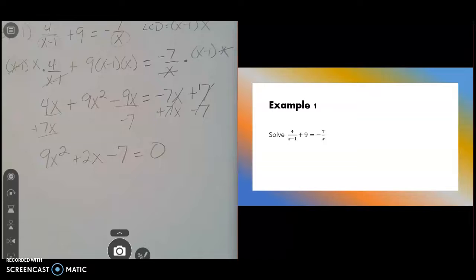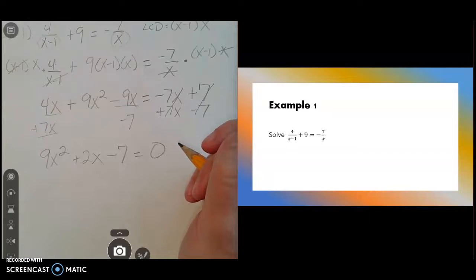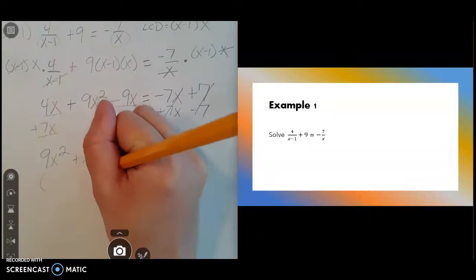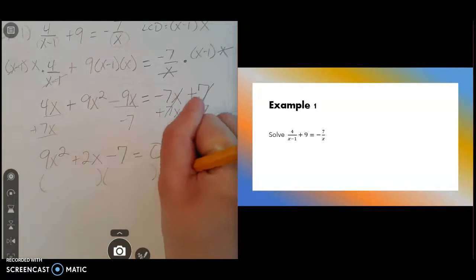You can pick factoring, you can pick completing the square, you can pick the quadratic formula. This one's not in that square root form though, so probably not using that one right now. So it's your pick. It does factor if you're interested in factoring. So let me show you that one real quick.